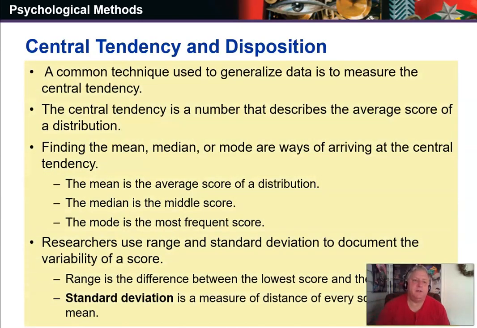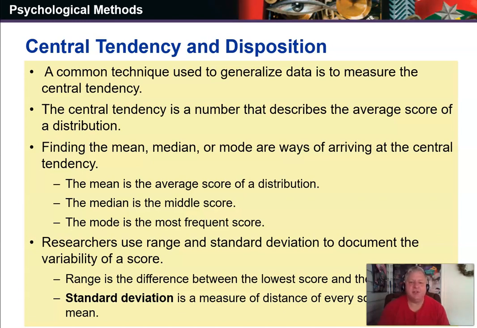Central tendency and dispersion. A common technique used to generalize data is to measure the central tendency. The central tendency is a number that describes the average score of a distribution. Finding the mean, the median, or the mode are all ways of arriving at central tendency.